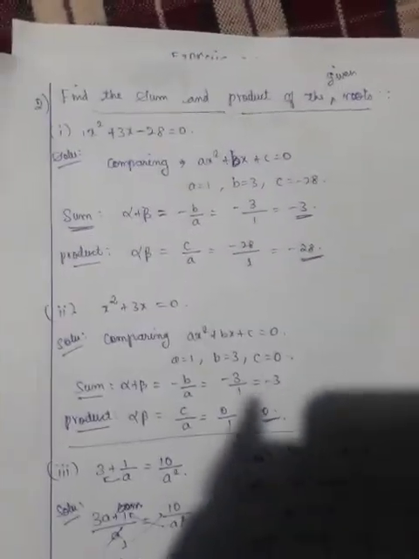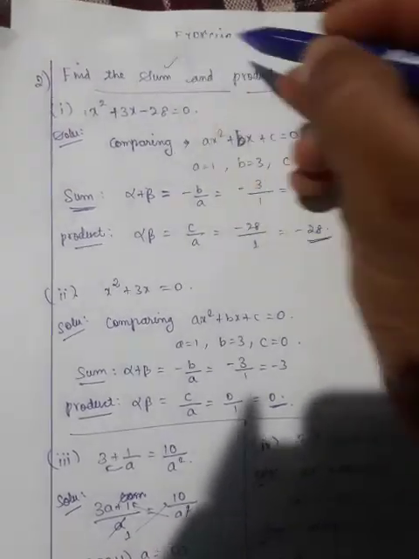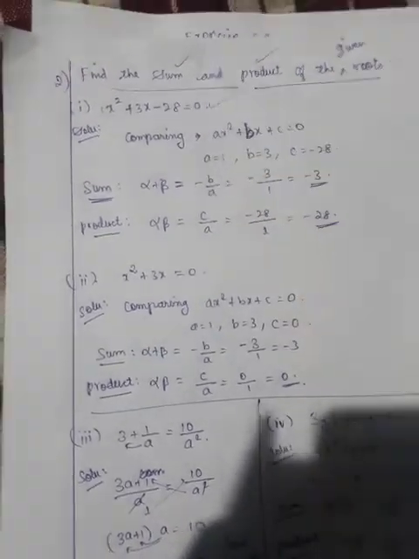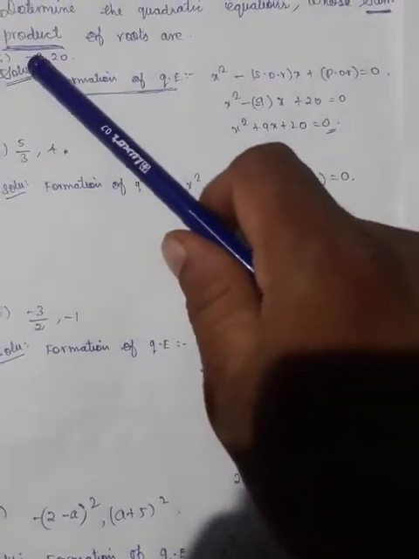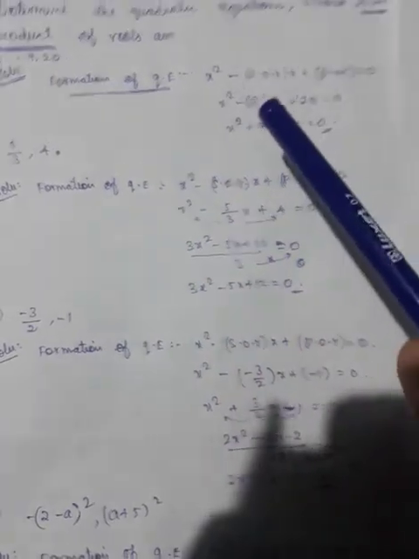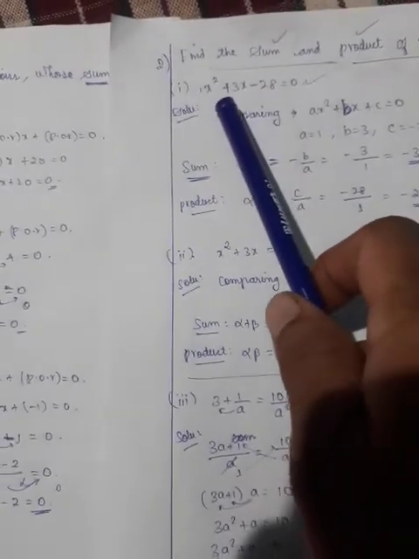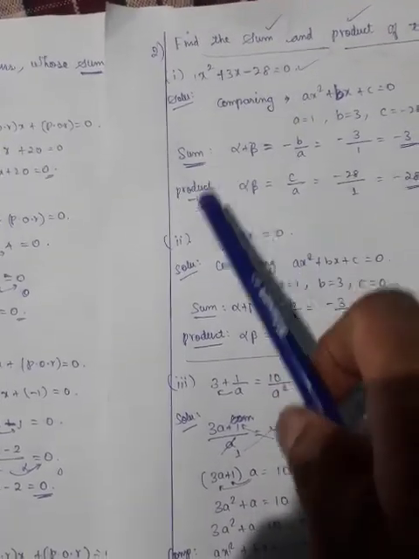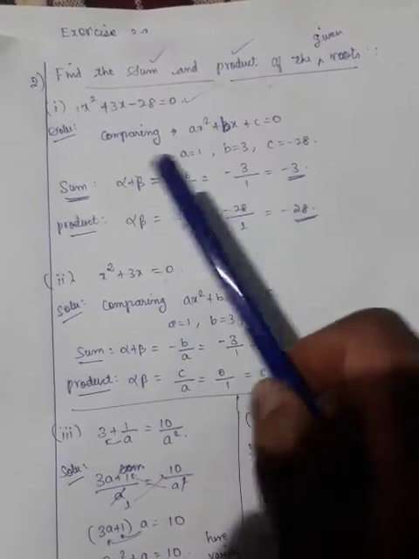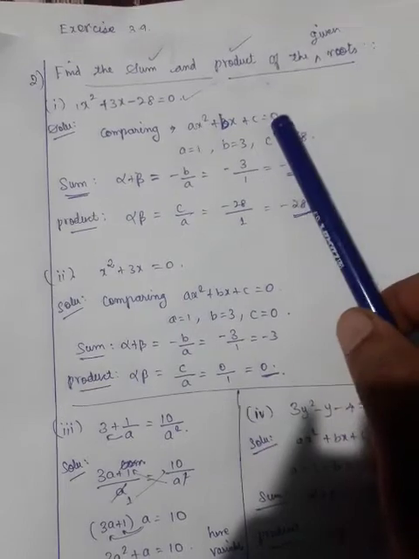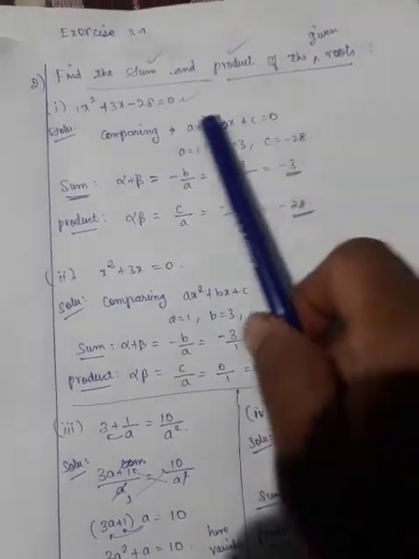Okay, so the second question: find the sum and product. In the first sum, given the sum and product of roots, we find the equation. In the second sum, having the equation, we find the sum and product. So first of all, in the formula page, we know the ax square plus bx plus c equal to 0 formula. This is the quadratic equation formula.